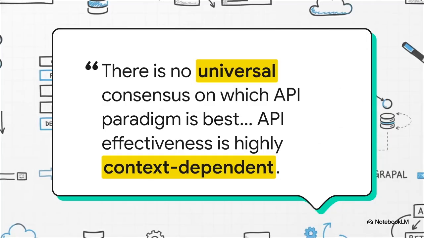And hey, don't just take my word for it. This is the reality of building software today. The truth is, there is no universal consensus on which API paradigm is best. API effectiveness is highly context-dependent. What that really means is, it all depends on what you're trying to build.